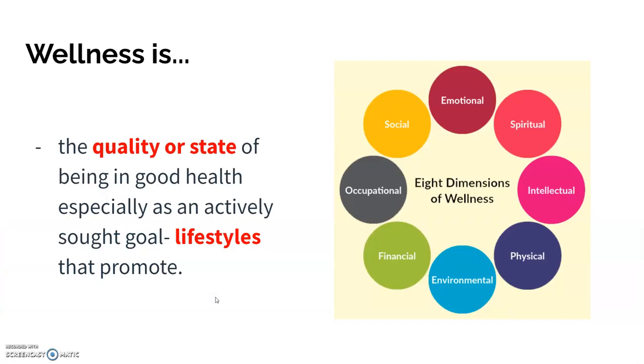Well, in order for us to understand how to achieve wellness, let's first define it. Wellness is the quality or state of being in good health, especially as an active, sought goal, lifestyles that promote. So if we take a look at the diagram on the right, you'll see the 8 dimensions of wellness, and you'll see a very close resemblance to the sources of strength. So the sources of strength activities that we do in Fox Time are going to also somewhat tie into this health and wellness concept, specifically our own wellness as an individual from that healthy elements of mind, body, spirit.